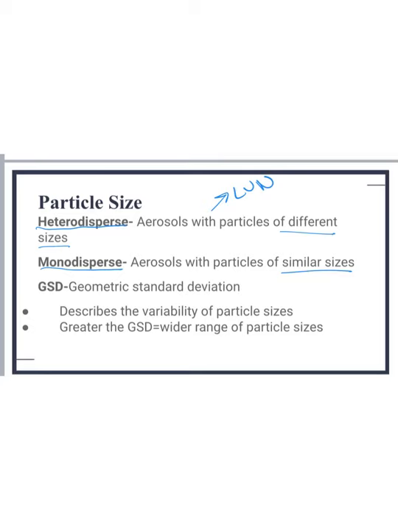The GSD is the geometric standard deviation. What this does is describe the difference in particle sizes and how they vary. So the greater the GSD, the wider the range of particle sizes. That sounds like it would be a good true or false question. The greater the GSD, the wider the range the particle sizes are going to be.